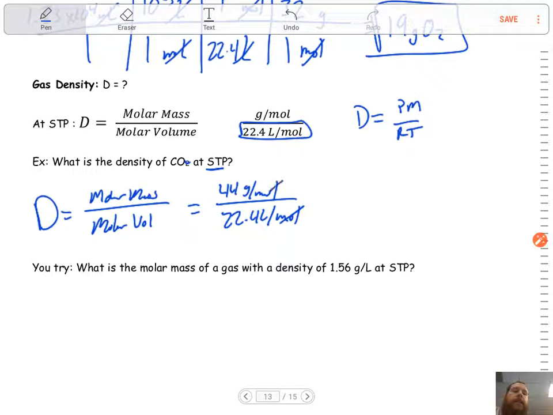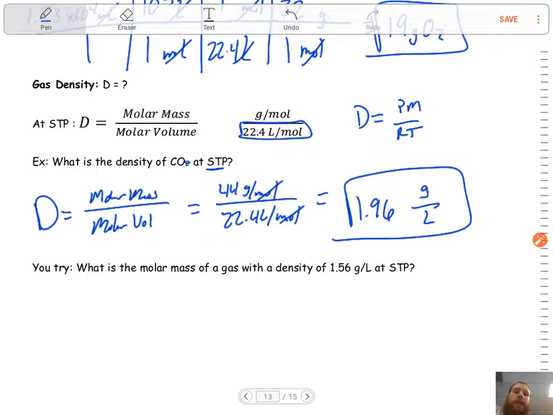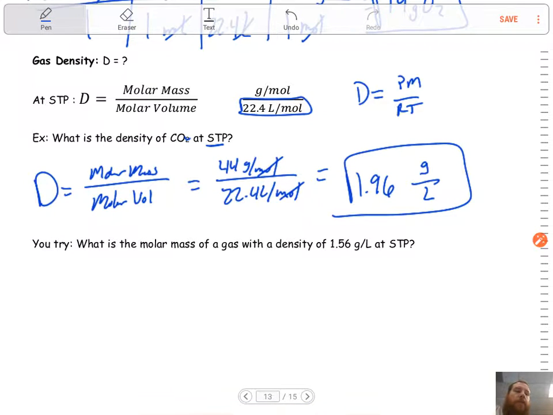Notice, guys, moles are going to cancel out, so we're left with grams over liters, which is a good density unit. 44 divided by 22.4, you're going to get about 1.96 for your density. Okay, so this is just a new take, kind of recognizing a new piece of things we've already done. So try this last one on your own, then you can come back for the answer.